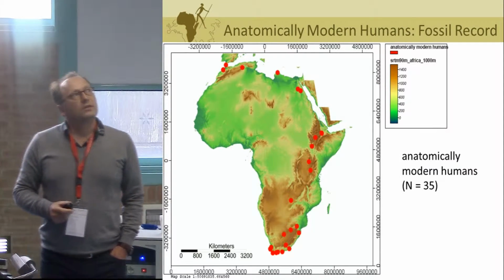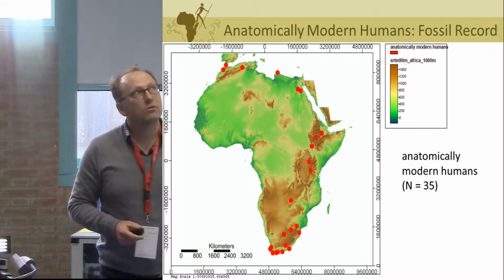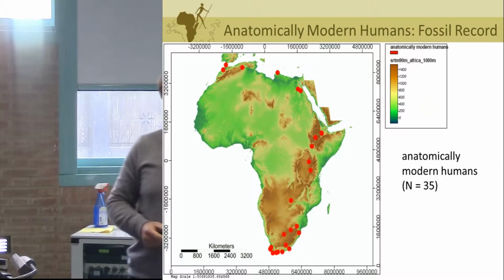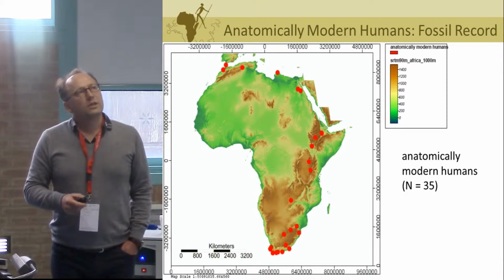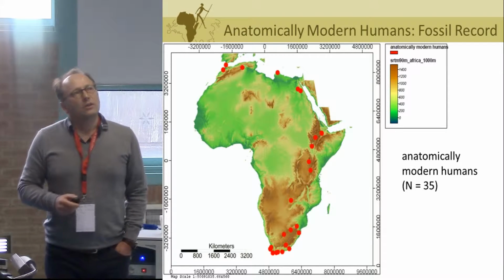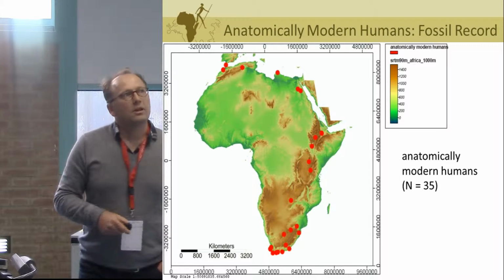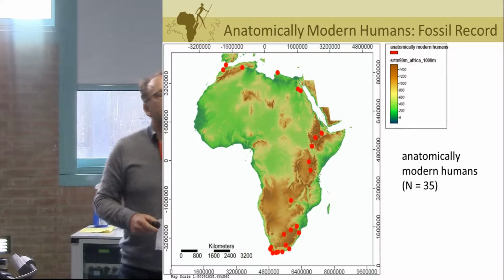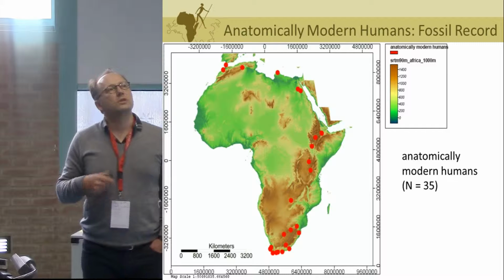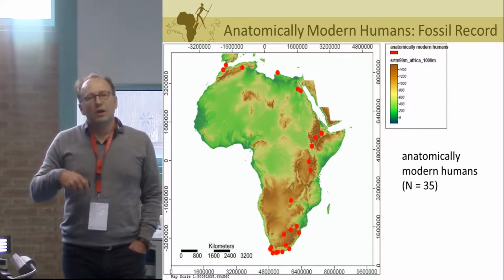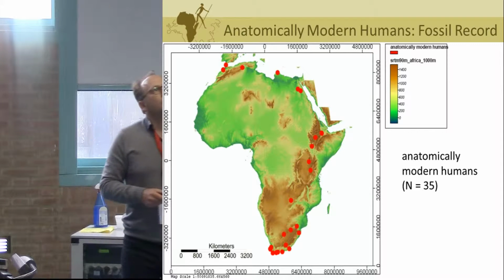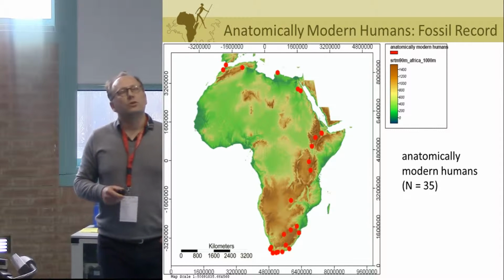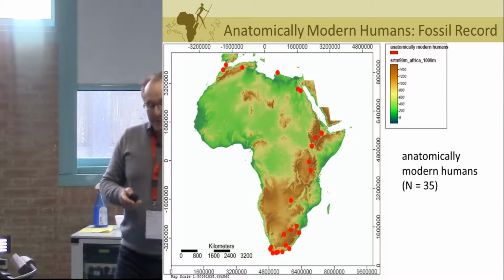Then we have collected also sites of the anatomical modern humans. Also over here, we focus on the fossil record. Actually, now we have collected 35 sites, and we started with these 35 sites to do the statistical analysis. However, in future we will increase the number when we insert new information into our database.